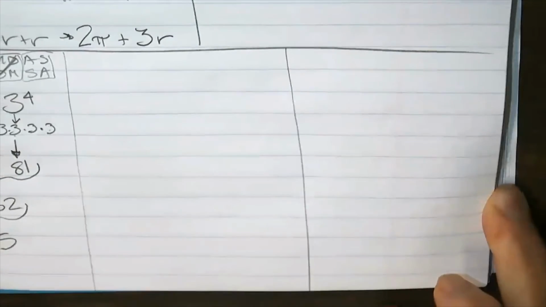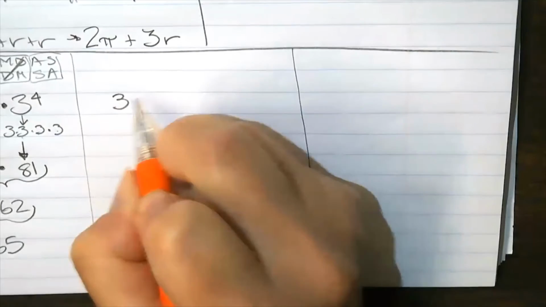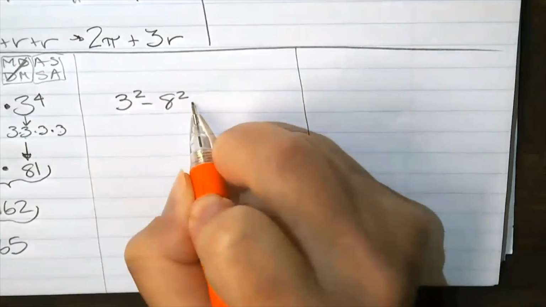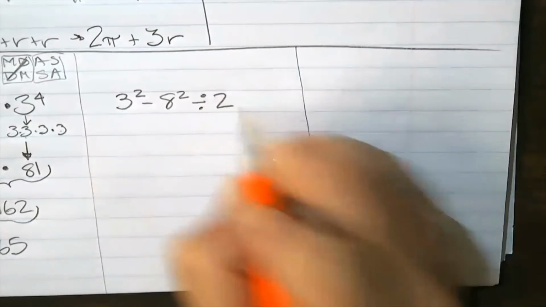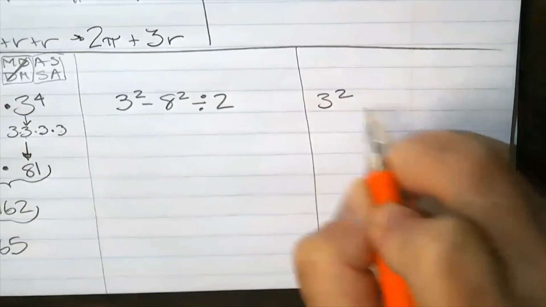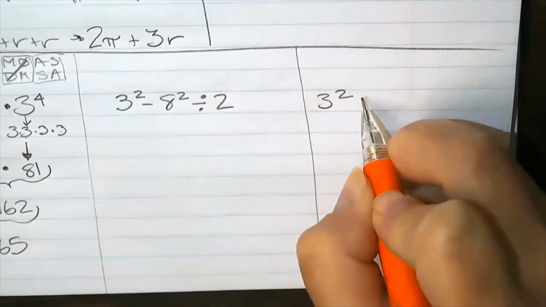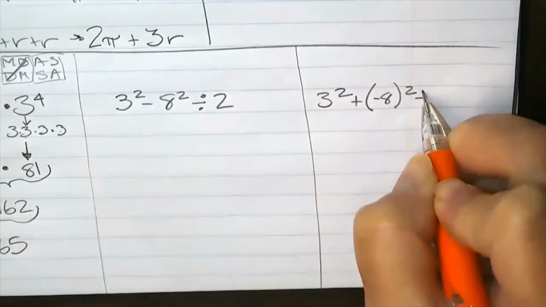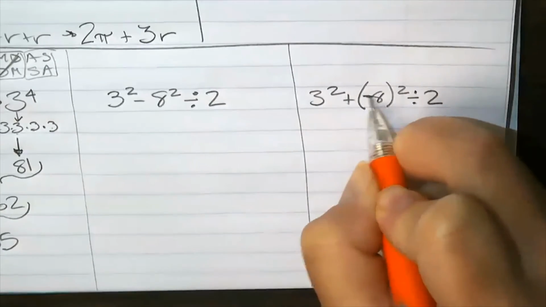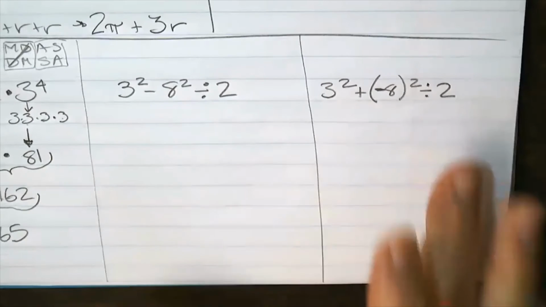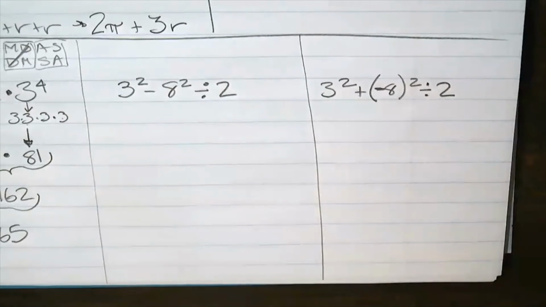Now, I want to show you the difference between 3 squared minus 8 squared divided by 2 versus 3 squared plus -8 squared divided by 2. These are different, and they will give you different answers.